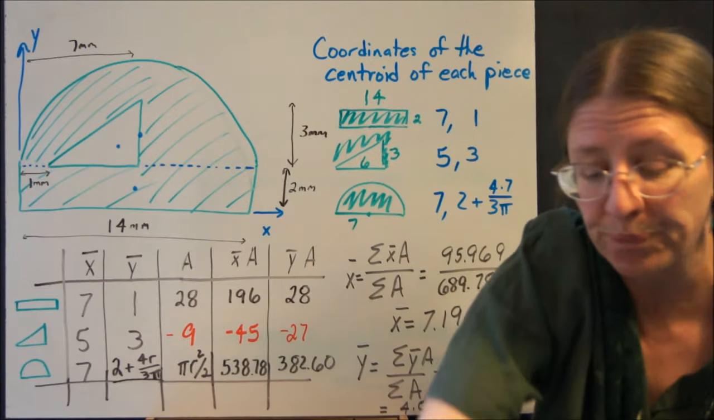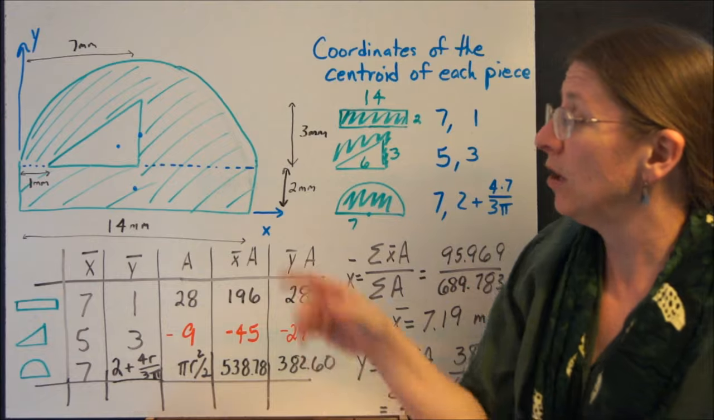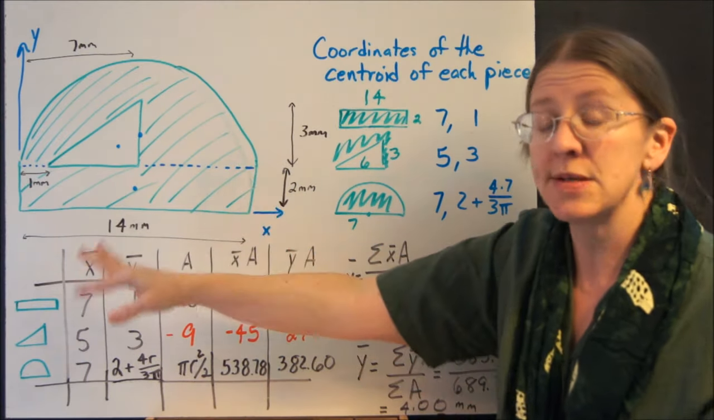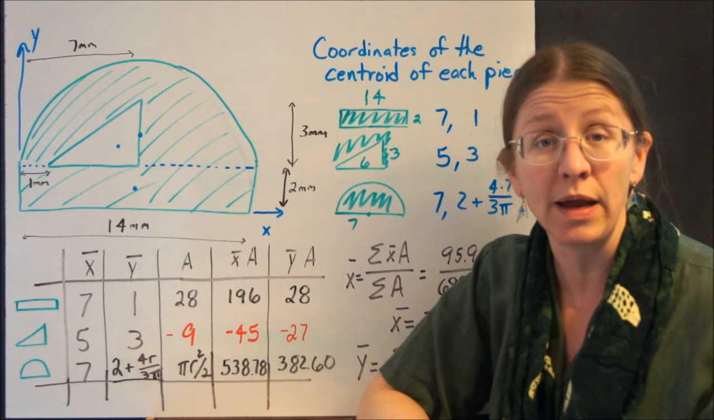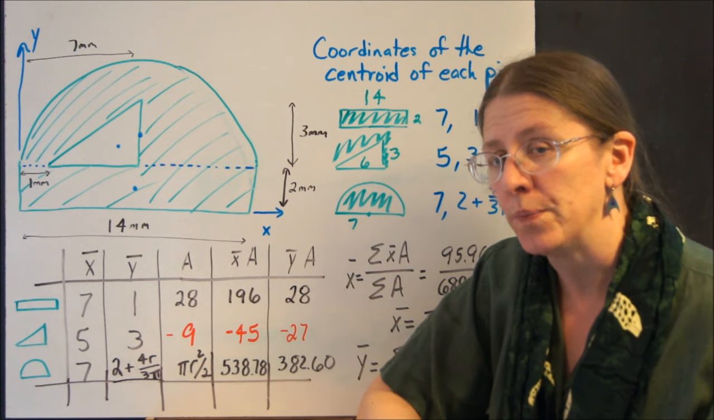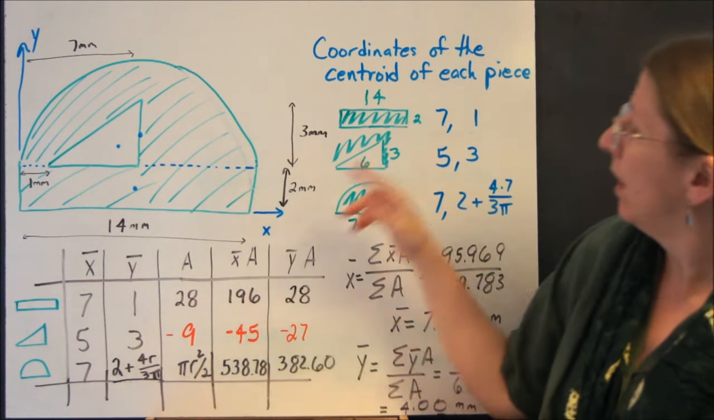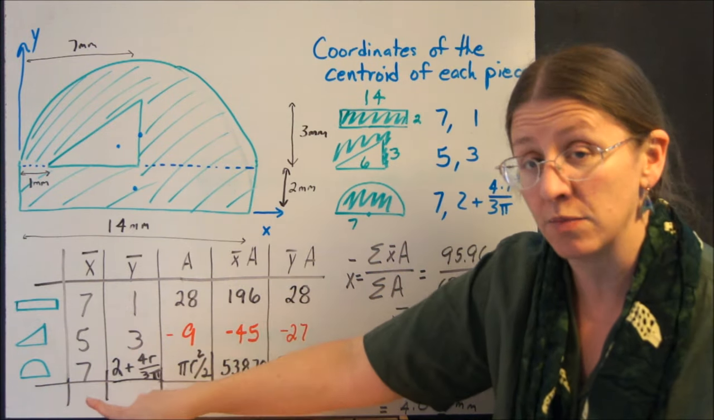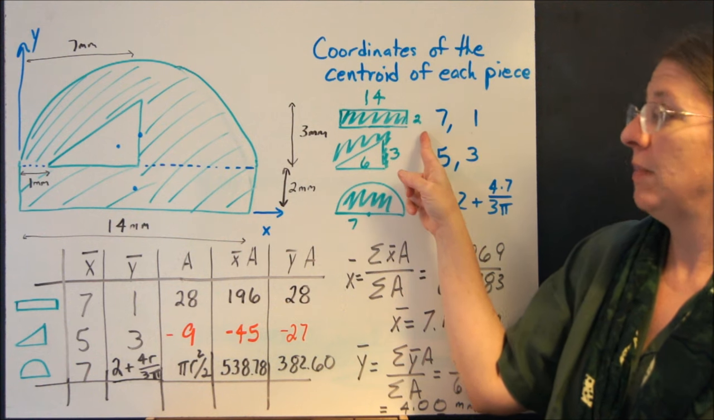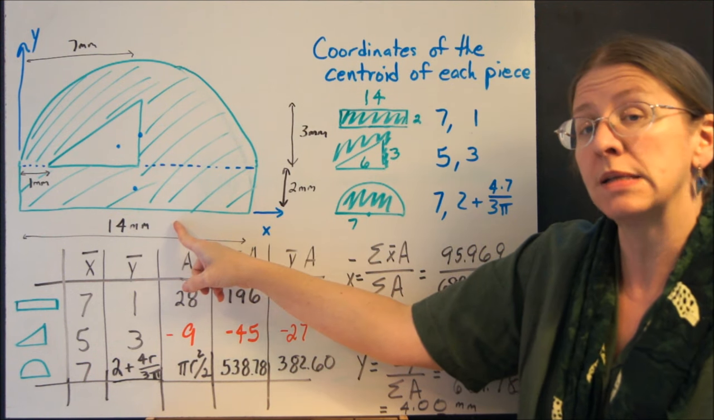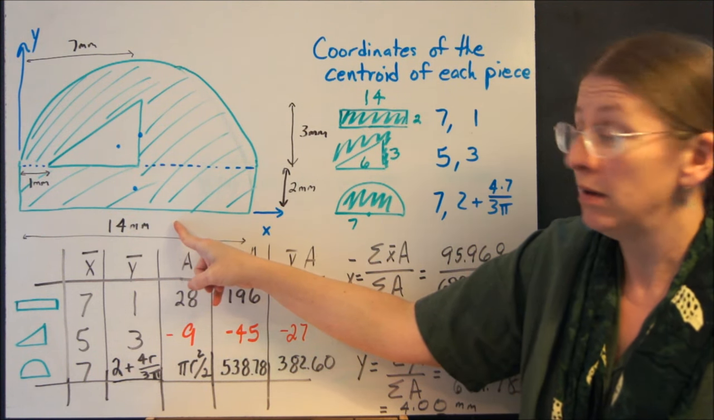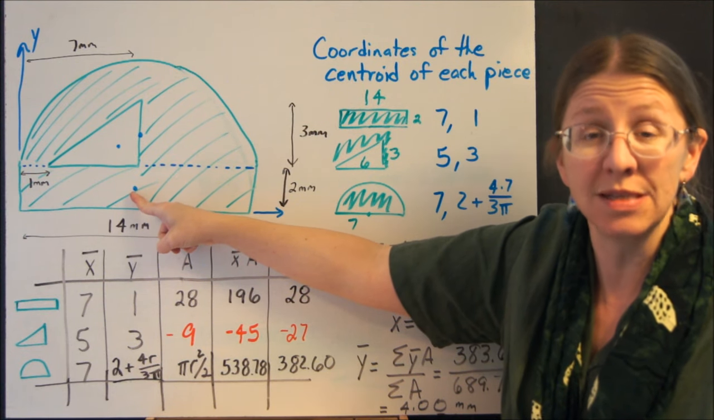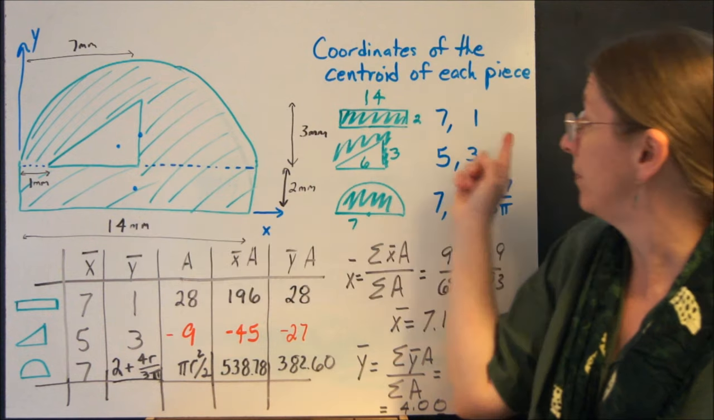shape you're looking for. So if we want to look at this particular shape, this is a green plate. It's got a rectangular base, a semicircular top, and a triangular hole cut out of it. What do you do with a hole? Here's my chart. The coordinates for the centroid of each of my pieces are going to go in these first two columns. So my 14 by 2, that's this bottom rectangle, its centroid lies in the middle of the rectangle. So that would be 14 over 2 is 7 over, and 1 up. That one's good.